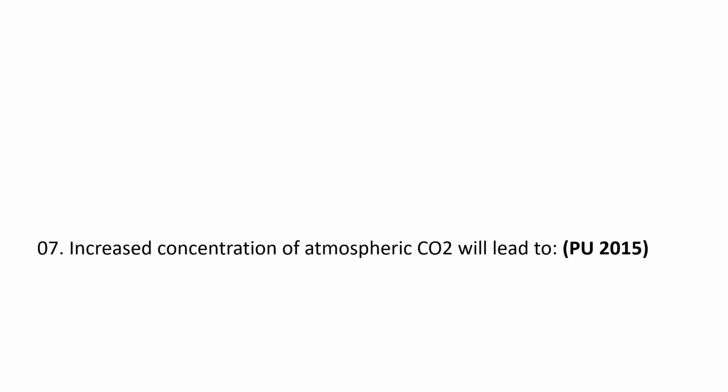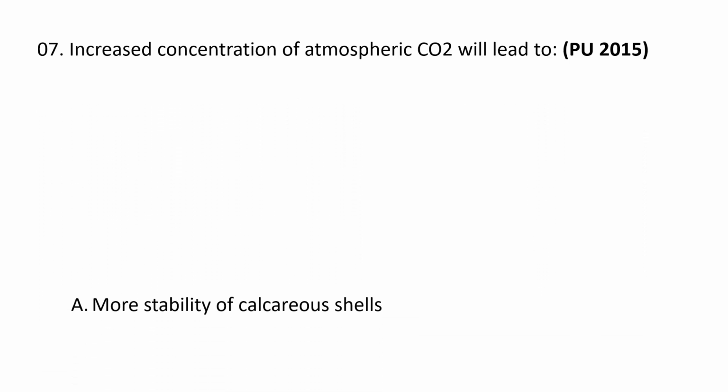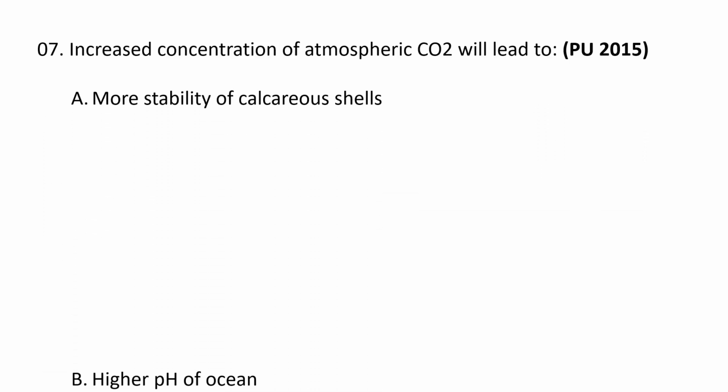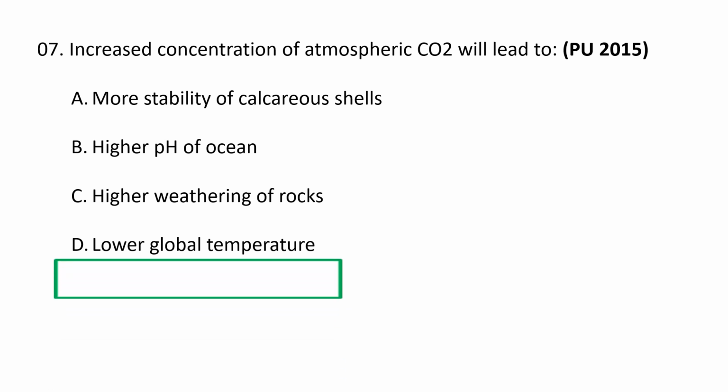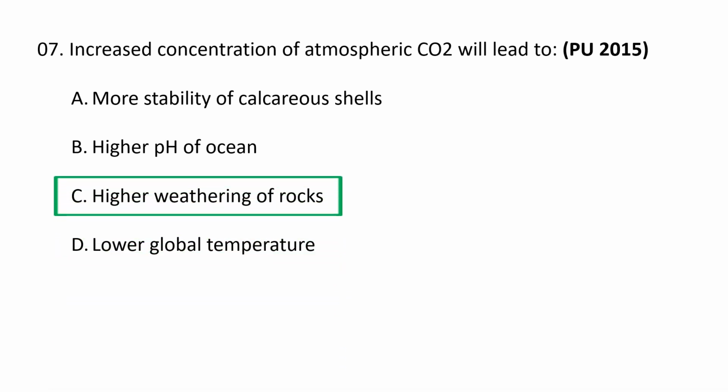Next question. Increased concentration of atmospheric carbon dioxide will lead to A. More stability of calcareous shells, B. Higher pH of ocean, C. Higher weathering of rocks, and D. Lower global temperature. Increased concentration of atmospheric CO2 will lead to higher weathering of rocks, primarily through the formation of carbonic acid in rainwater, which accelerates chemical weathering processes. So C, higher weathering of rocks, is the correct option.